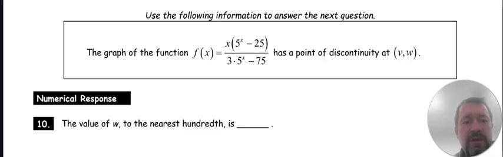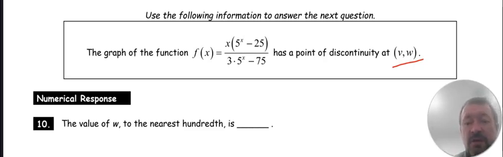So in this question, we read that the graph of the function f of x, which is x multiplied by, in brackets here, 5^x minus 25, and that is all divided by 3 times 5^x minus 75, has a point of discontinuity at (v, w). And we want to know what the value of w is to the nearest hundredth.